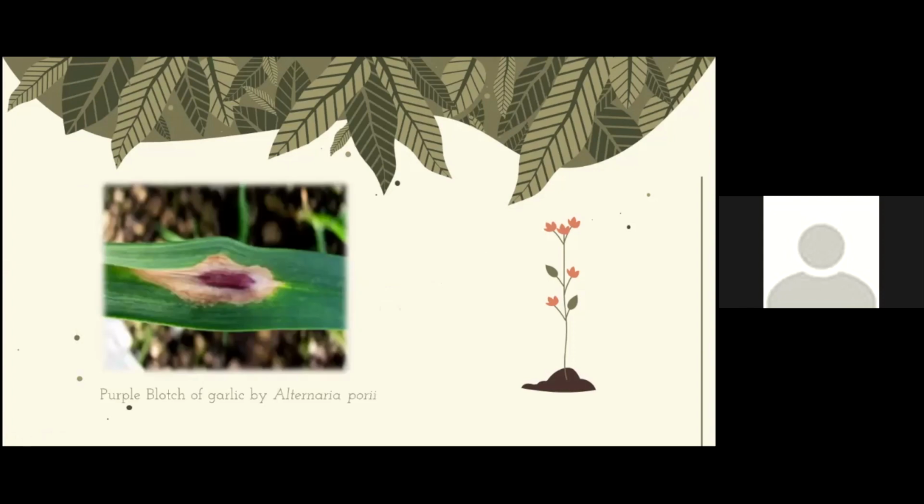This is the example of necrotic symptoms. Purple blotch of garlic by Alternaria porri.